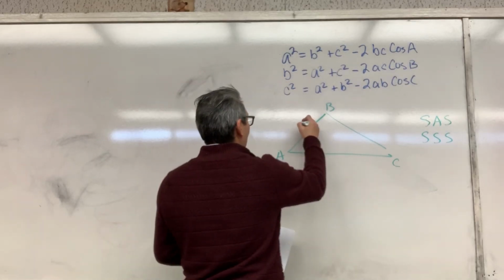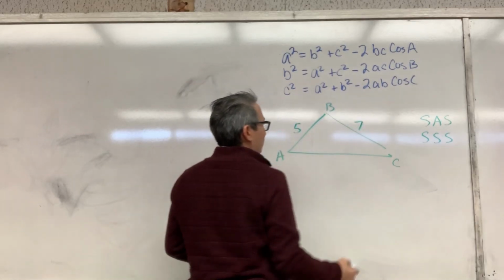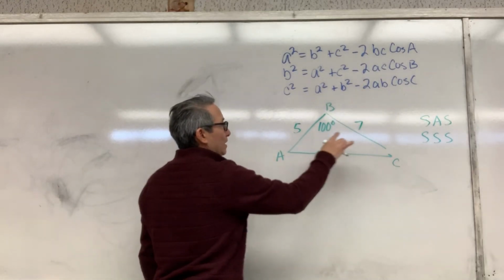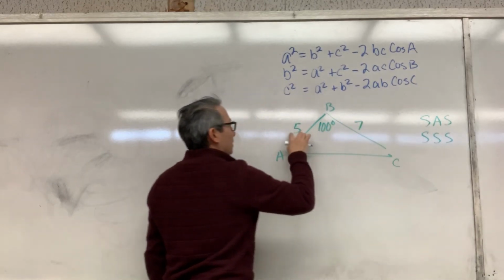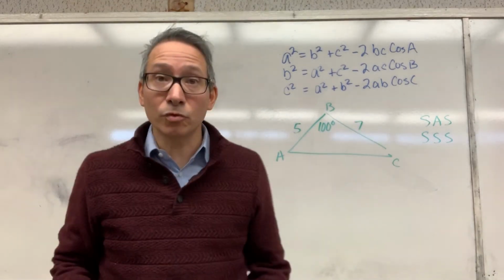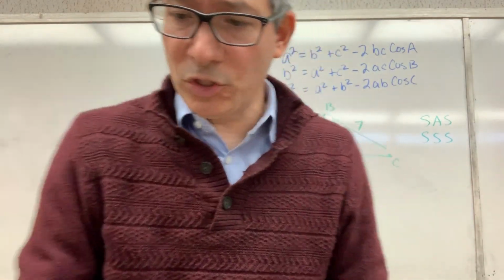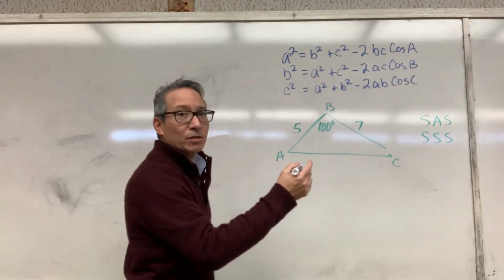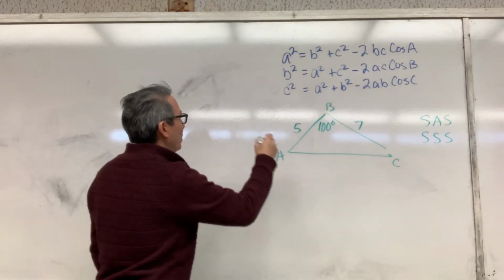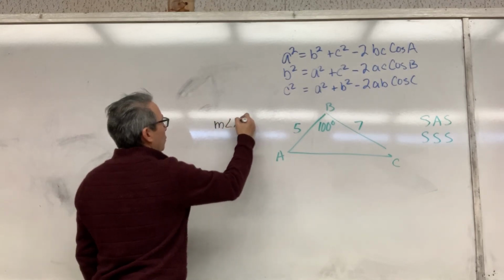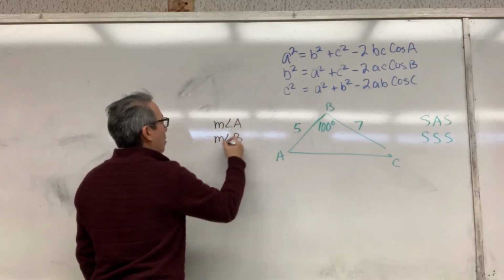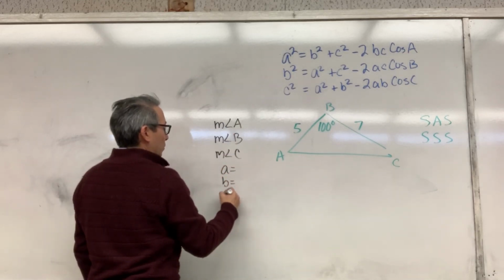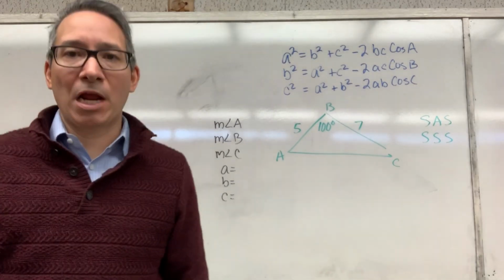And here's my example. 5, 7, and 100 degrees. Notice this is a side, angle, side. So we have to use the law of cosines. Well, why don't we just take these values and substitute them in. One of the things I like to do is always identify what we're given, because when we solve the triangle, we're going to have to solve all the parameters, the angles and the sides. That's what we mean by solving all the parameters.